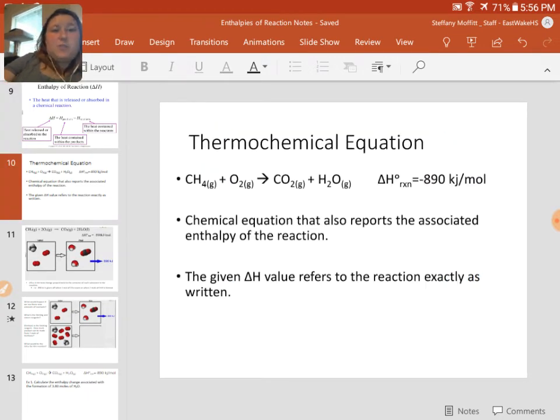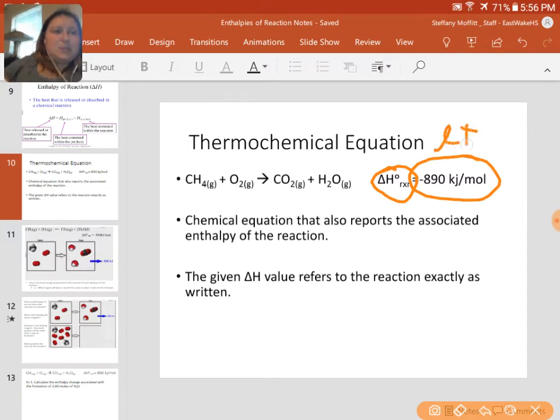So looking at a thermochemical equation, CH4 gas plus O2 gas yields CO2 gas plus H2O gas, a lot of gas. Delta H of the reaction, and we'll talk about what that little symbol means, the little circle, in a little bit. Don't worry about it right now. But that delta H of the reaction is going to be equal to negative 890 kilojoules per mole. That negative number tells me that it's an exothermic reaction.